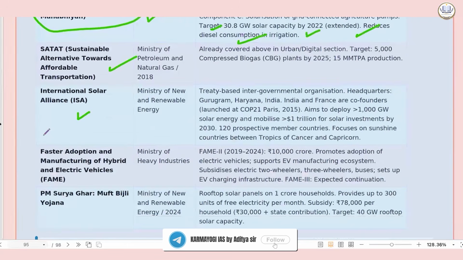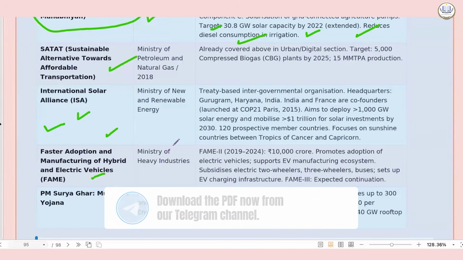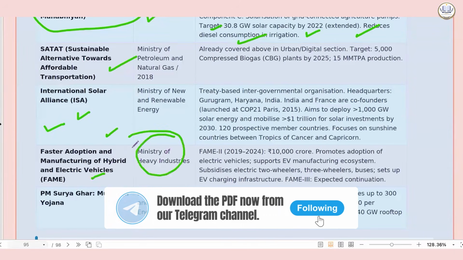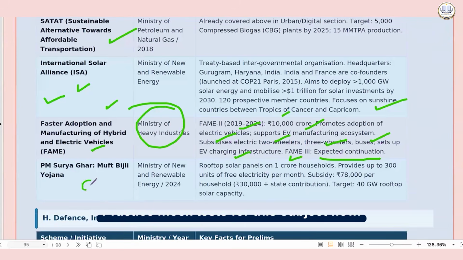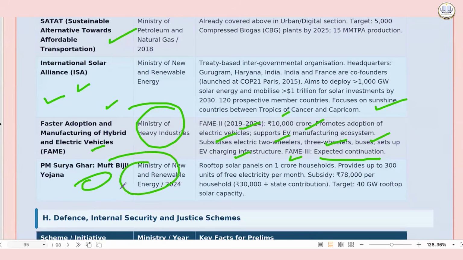We have FAME, that is Faster Adoption and Manufacturing of Hybrid and Electric Vehicles, under the Ministry of Heavy Industries. FAME 2, 10,000 crores, promotes adoption of electric vehicles, supports the EV manufacturing ecosystem, subsidizes electric two-wheelers, three-wheelers, buses, and sets up EV charging infrastructure. FAME 3 is an expected continuation. PM Surya Ghar Muft Bijli Yojana, Ministry of New and Renewable Energy, rooftop solar panels on 1 crore households, providing up to 300 units of electricity per month, with a subsidy of 78,000 per household.